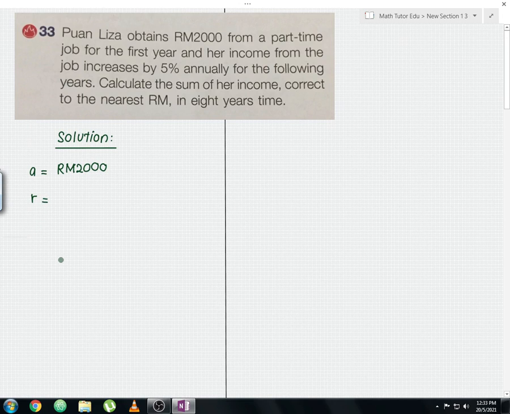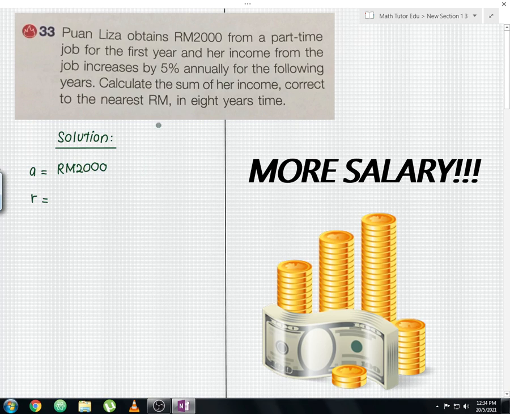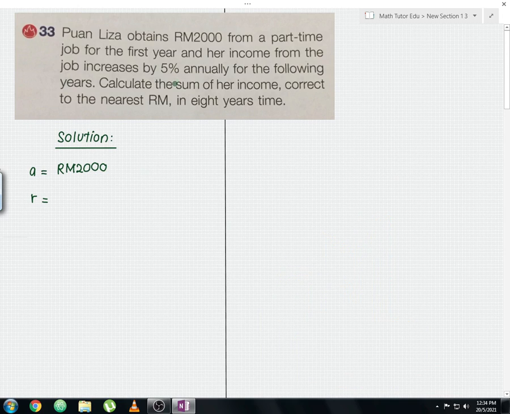Okay, so from here it mentioned that her income from the job increases by 5% annually. Well, that is good news for Puan Lisa. Maybe she's working properly, her performance is good, so that's why the company decided to give her an increment of 5% annually. How nice, right? So how to calculate this 5% increment? I'm going to show you.